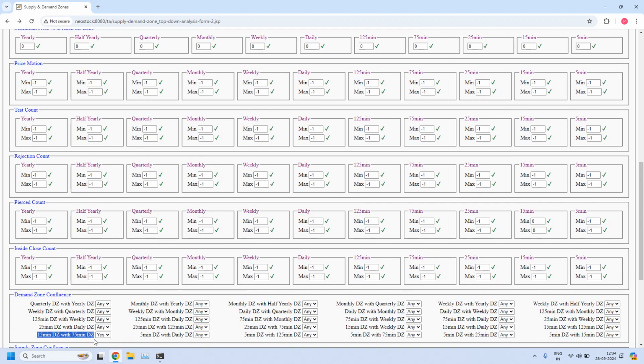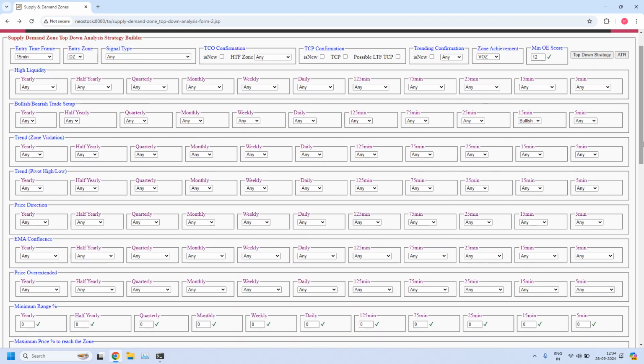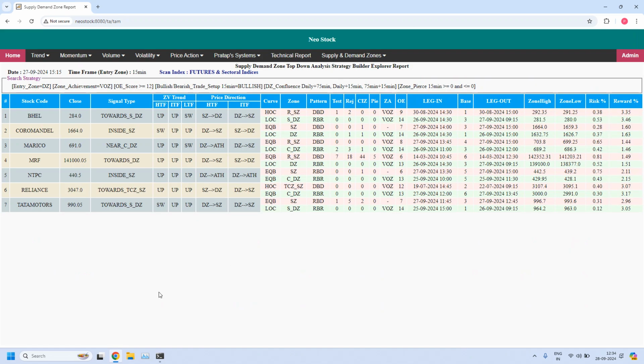LTF, ITF is already enabled, that is 15 minutes and 75. Next, LTF and HTF, 15 minutes and daily demand zone confluence, I am enabling. Next, ITF, HTF, 75 with the daily demand zone confluence, I am enabling. With all the three filters, we got 7 stocks. All these 7 stocks are having LTF, ITF, HTF demand zone confluence.